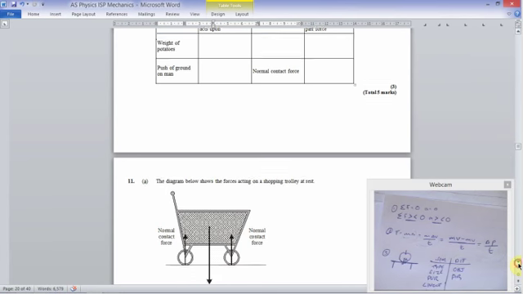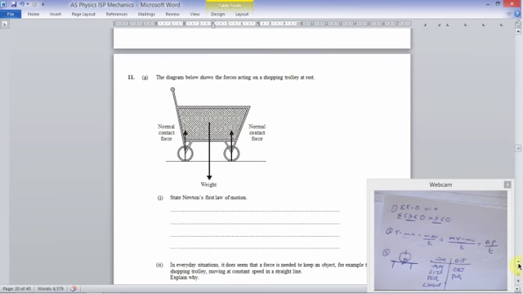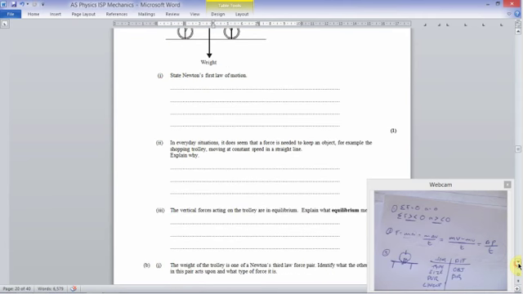Apologies for that. So, state Newton's first law of motion. Okay, so an object remains at rest unless there is a resultant force acting upon it. So there is no acceleration unless there is a resultant force. That's the idea. The mark comes from linking the idea that a resultant force is required to the idea that it causes an acceleration.